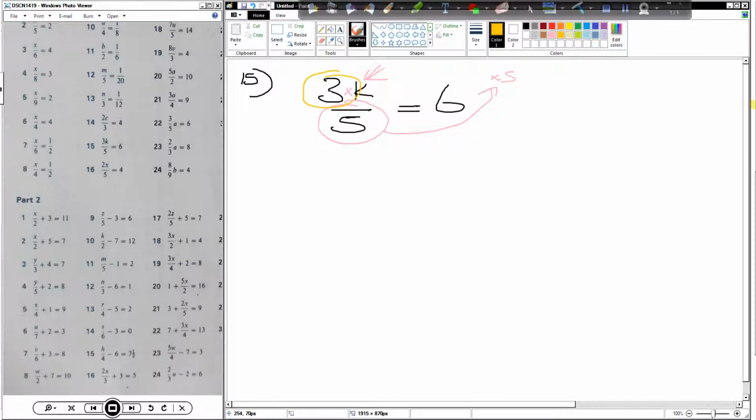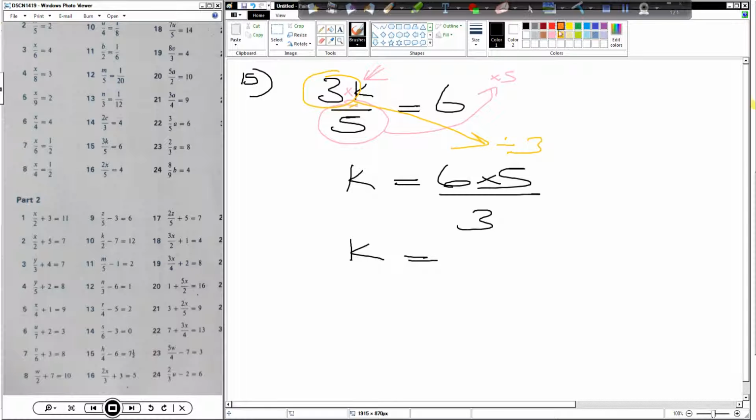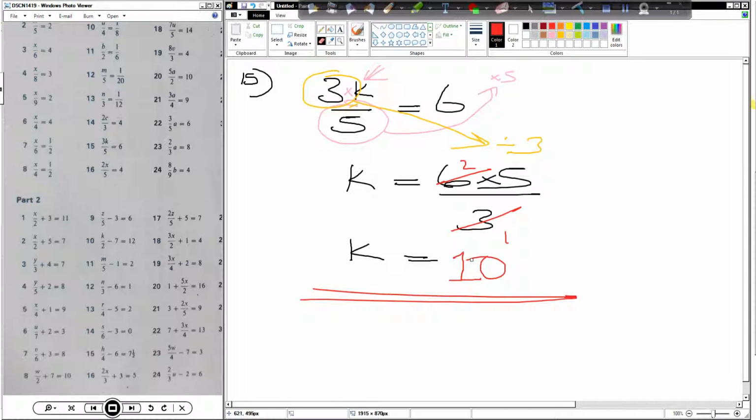And then opposite of times by 3 is divide by 3. That goes down here. So that's called cross multiplying. The bottom goes to the top and the top goes to the bottom. So we can now say k is equal to, if you write it out nice and neatly, 6 times by 5 over 3. Now we can cancel, divide this by 3, divide this by 3, so 2 times by 5 is 10, 10 on the top divided by 1 on the bottom, that gives you a grand total of 10.